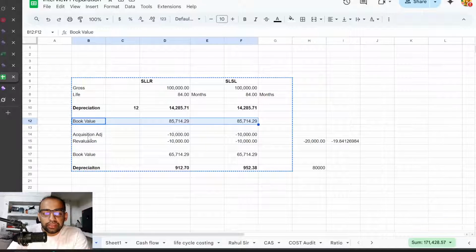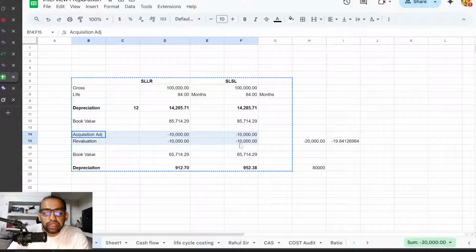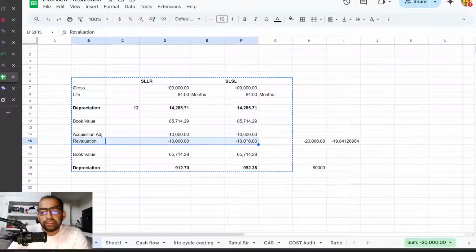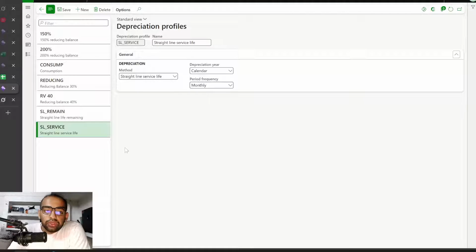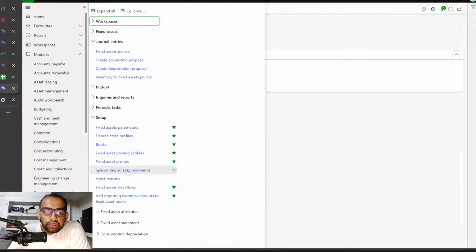Let's say we do one acquisition adjustment and one revaluation adjustment, or we can do only one type of adjustment. Both will have the same impact. And how we do these adjustments, I'm going to explain you also.